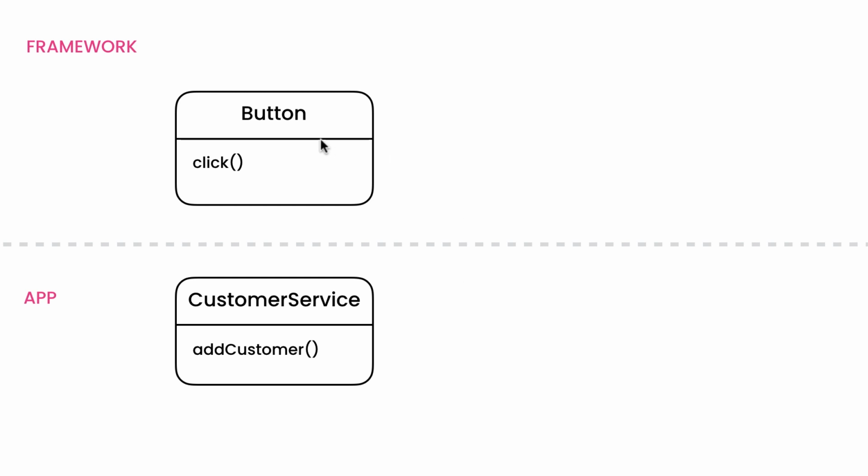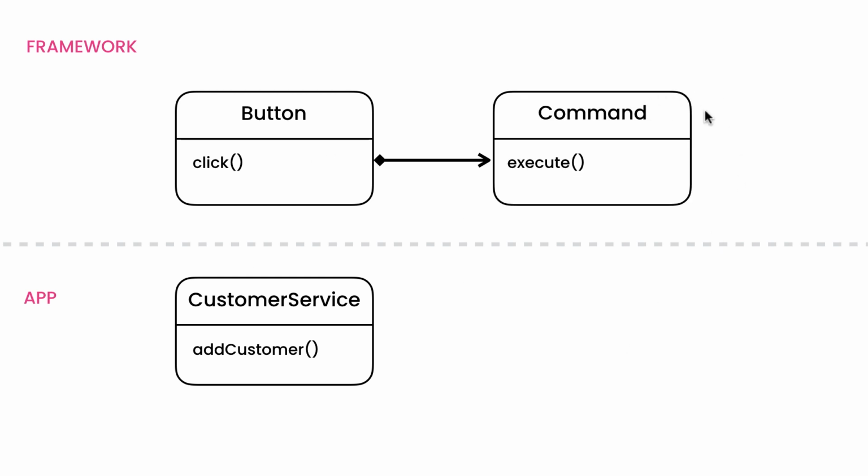So we want this class to talk to an interface. That is the command interface with a single method called execute. So every button has a command object. We pass this command via the constructor when creating a new button object. In the click method of this class, we simply call the execute method of that command object. So we're delegating or forwarding the actual work to a command object. That is all we're responsible for in this framework.